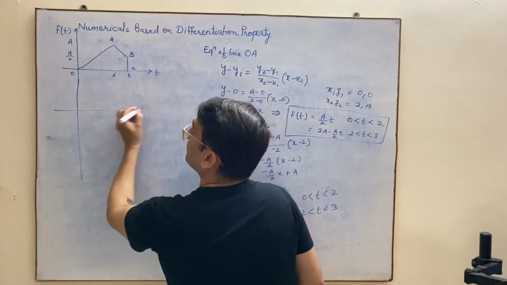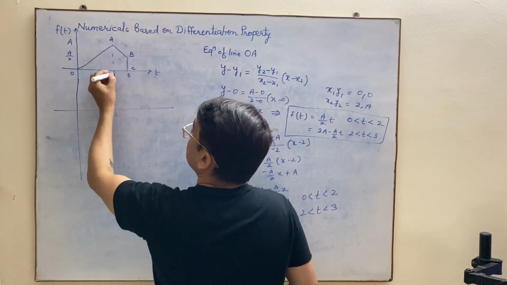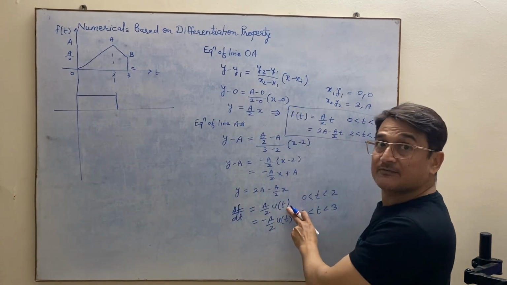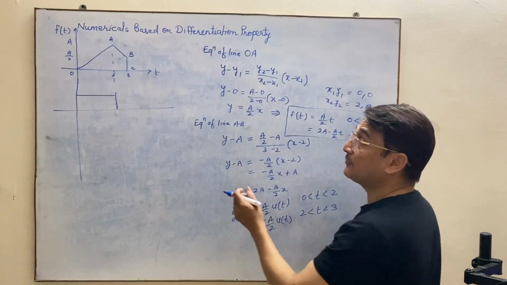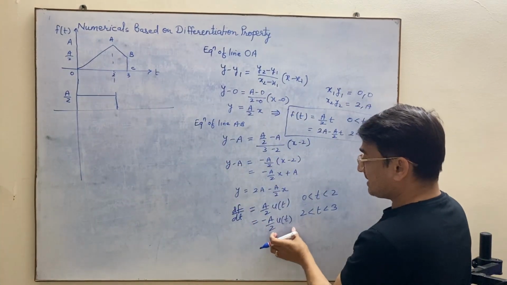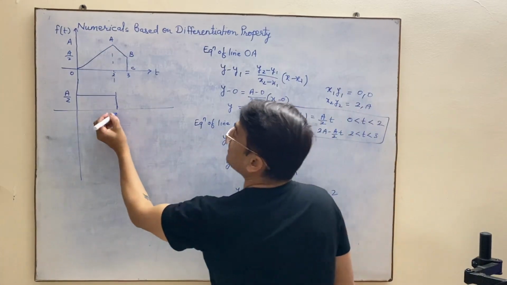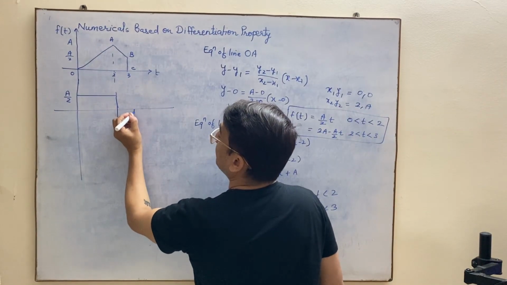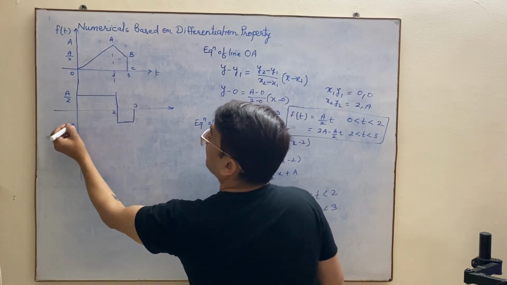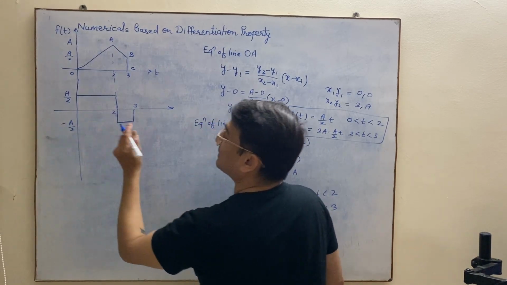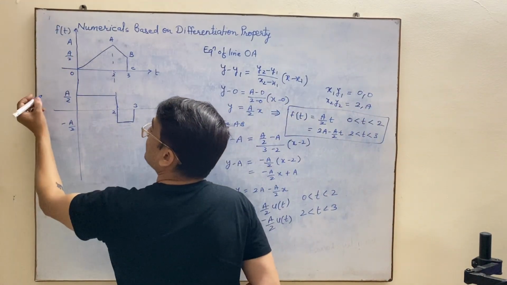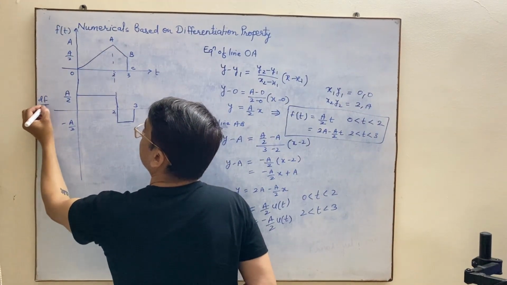Diagram wise also I can draw this thing, which is between 0 to 2 you are getting a unit step function with a positive magnitude a by 2. So this is a by 2 u(t), and then minus a by 2 u(t) between 2 to 3. So between 2 to 3 you are getting a function with a magnitude minus a by 2. If this is your f(t), this is your df by dt.